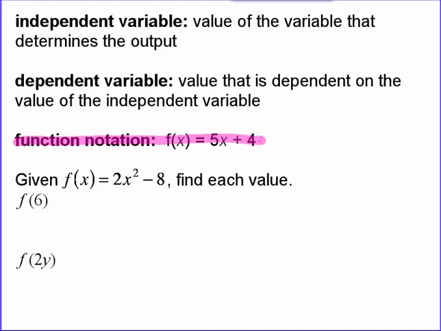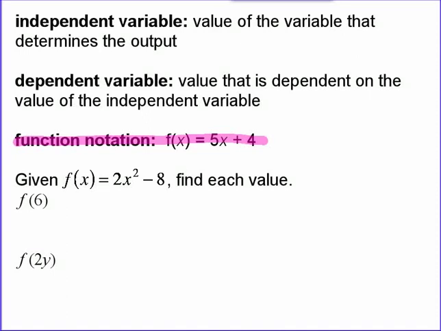Okay? And so first of all, an independent variable is the value of the variable that determines the output. So that's independent of the other variable. Okay, the dependent variable is the value that is dependent. It depends on that person. So think about it. Your parents are the independent, dependent would be you. Okay, so you are dependent upon your parents or your guardian for support, for food, for a roof over your head.